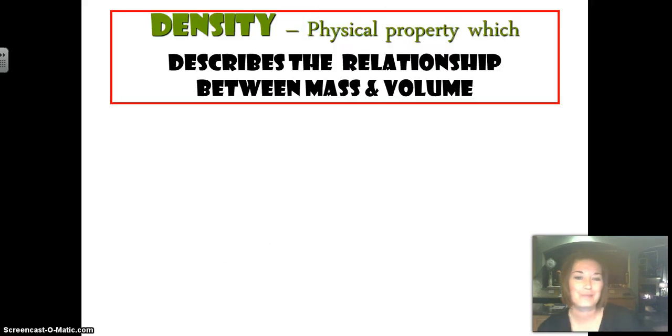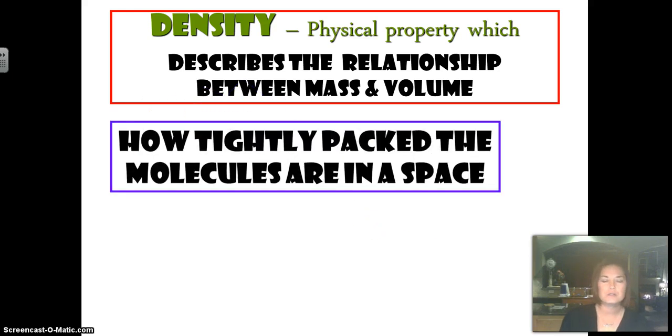So here we go. First of all, the definition of density, which, by the way, is a physical property of an object, which describes the relationship between the object's mass and its volume. So how much matter it has and how much space it takes up. You can also sort of say basically how tightly packed the molecules are within a space. So how much matter is packed into a space describes an object's density.